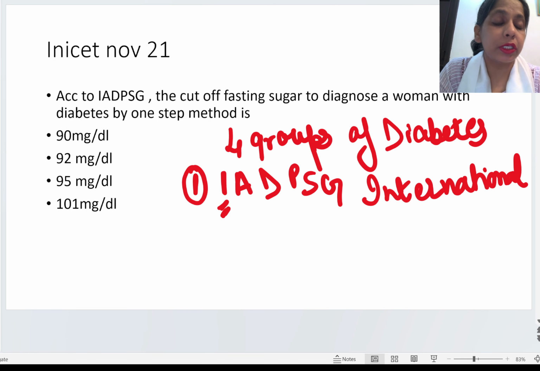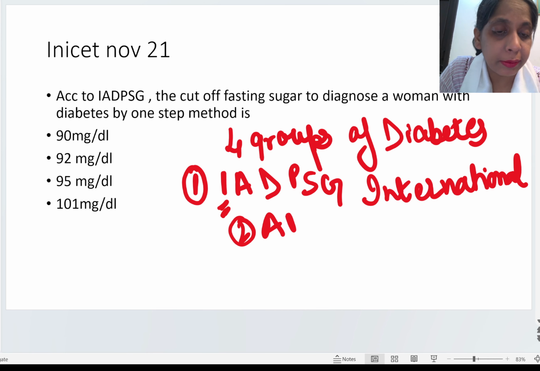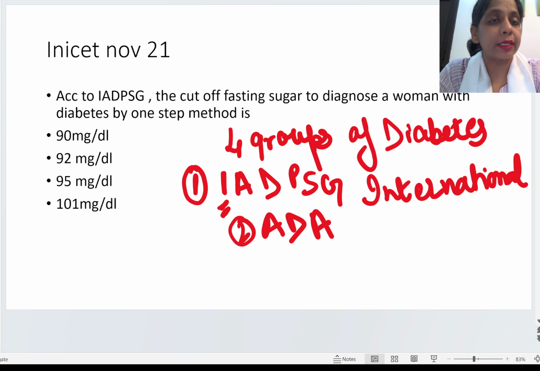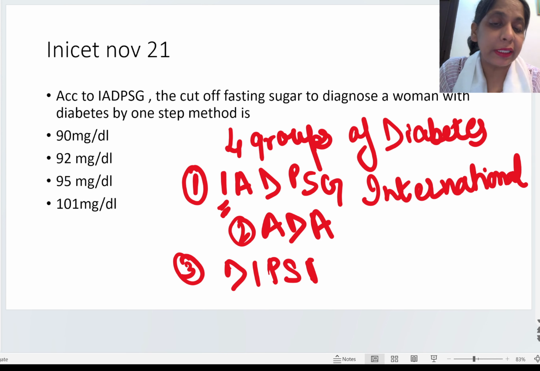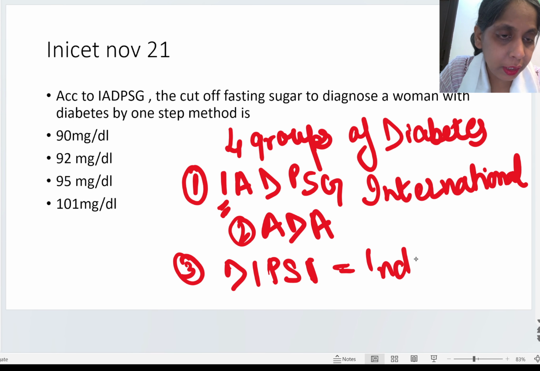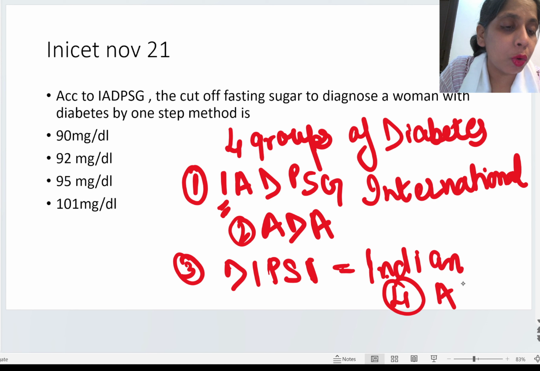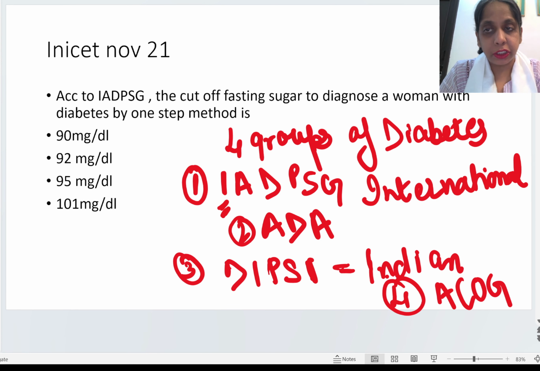Another group whose recommendations are the same is ADA, the American Diabetes Association. They both say one and the same thing. Number three is the Indian group, DIPSI. Here the I stands for International in IADPSG, but DIPSI is our Indian Diabetes in Pregnancy group. And fourth is the ACOG. In Indian conditions, we follow the DIPSI recommendation. They are more practical, but they do ask the IADPSG recommendation, so you should know them.